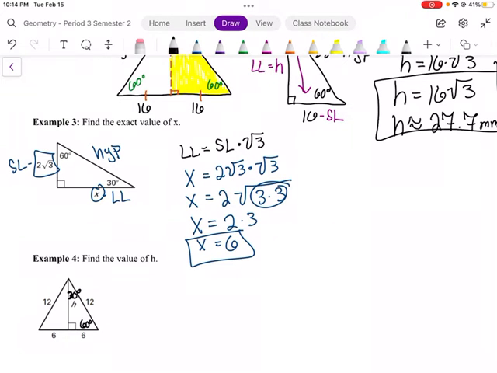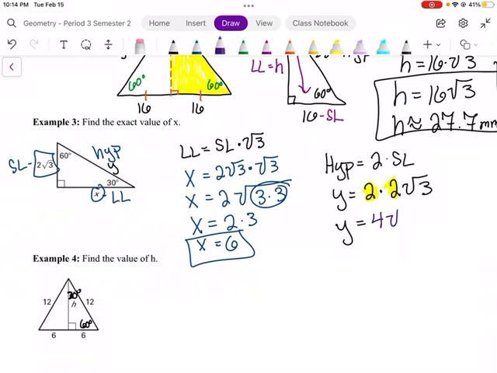I know the problem didn't ask for it, but if you were asked to find the hypotenuse, that is equal to 2 times the short leg. So our hypotenuse, I'm going to label that y, is going to be equal to 2 times 2 square roots of 3. And when you have a number times a number with a radical, you are just going to multiply the two numbers up front. So this is going to become 4 square roots of 3, and that would be the length of the hypotenuse. And I know I didn't ask for that, but it is good practice to find that length as well.